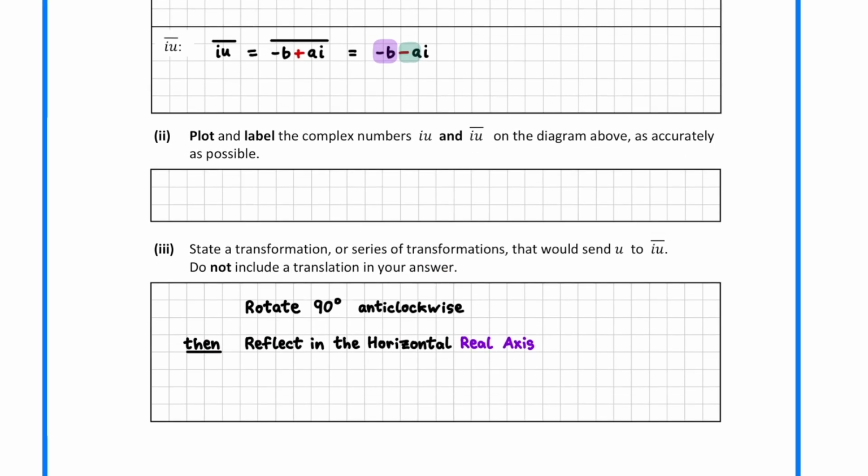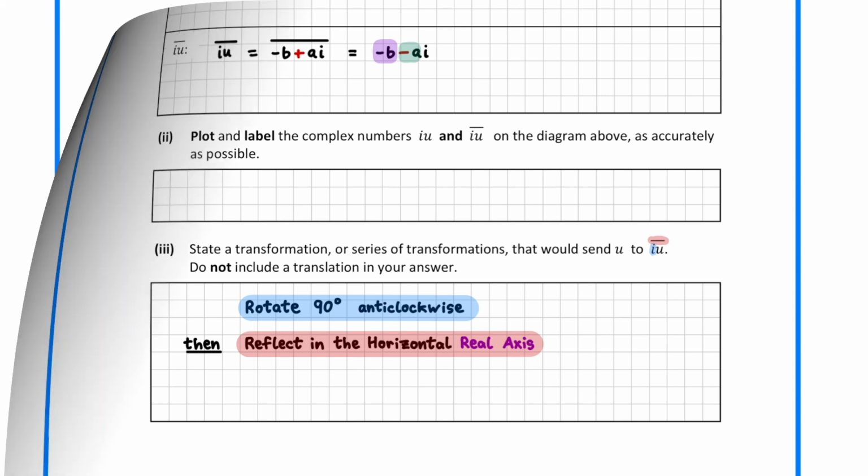In part 3, we need to send u to iu conjugate. There's 2 steps here. First, we multiply by i, which corresponds to a rotation of 90 degrees anti-clockwise. Then we take a conjugate, and this corresponds to reflecting in the horizontal real axis.